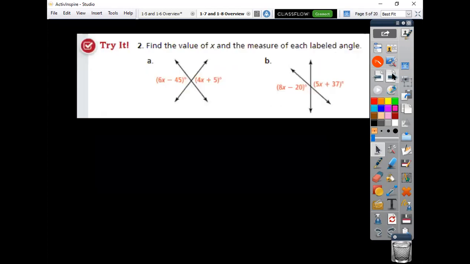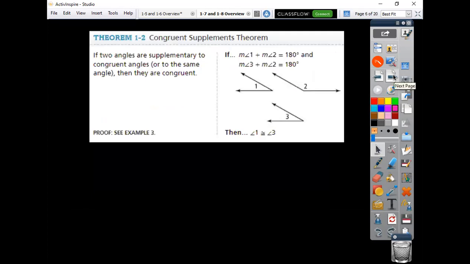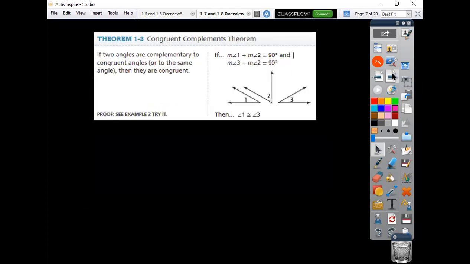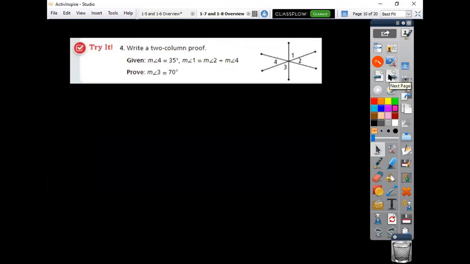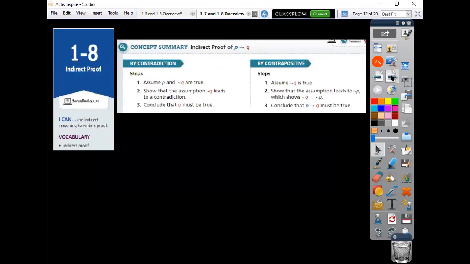So I'm just going to say you've got your vertical angles and you've got your linear pairs and your supplementary angles, complementary angles sometimes. And then we get into just 1-8. That's going to be what's called an indirect proof. You're going to get to the proof, but you're going to go through assuming or showing that if something doesn't happen, then the other thing can't happen.